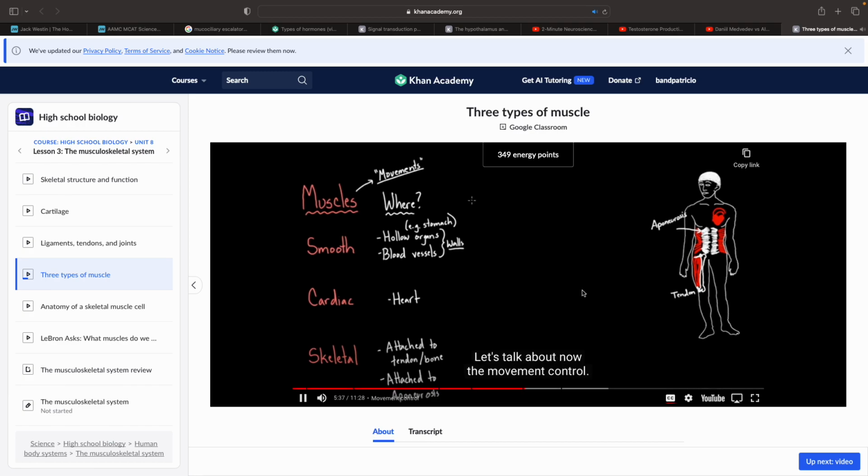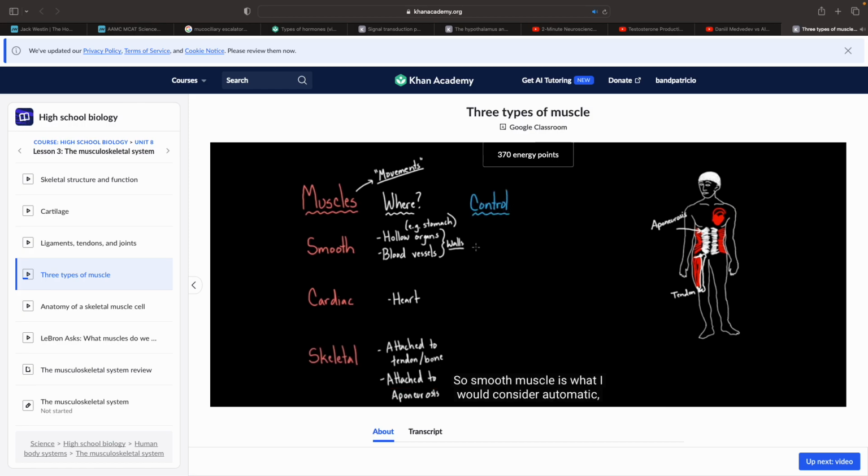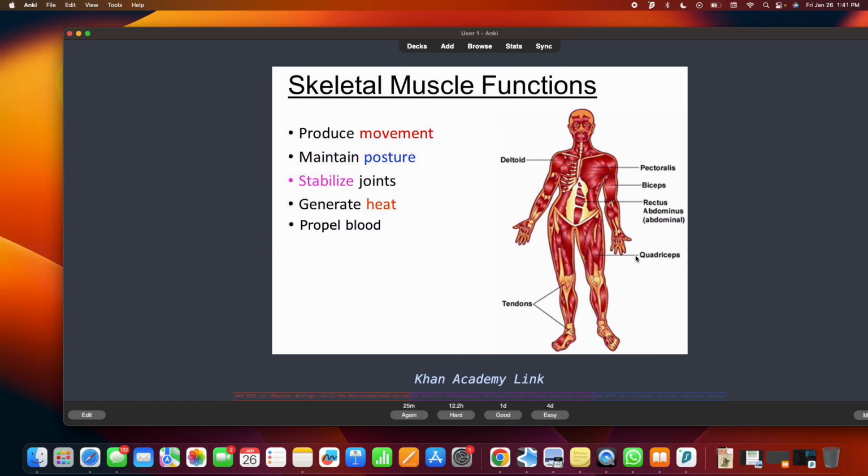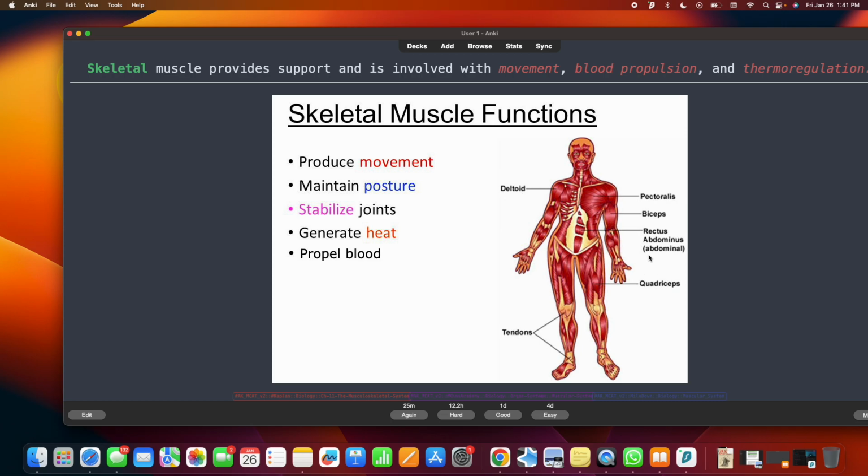Let's talk about now the movement control. So who controls the movement, right? Do you control it, or is it automatically done? So smooth muscle is what I would consider automatic, or I'm going to call involuntary, because you'll probably see that word more often.